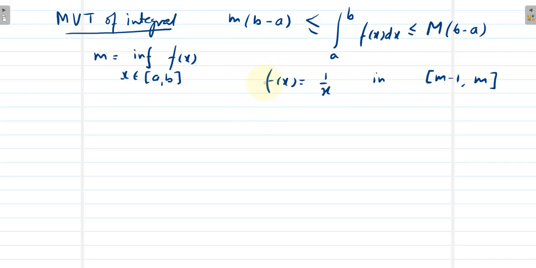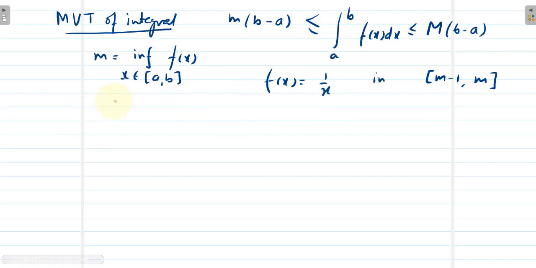So first we need to make sure that the function must be Riemann integrable. Obviously this function f(x) = 1/x is continuous in the interval m minus 1 to m, so obviously it is going to be integrable. So we can directly use the mean value theorem for f(x) = 1/x in this interval also.